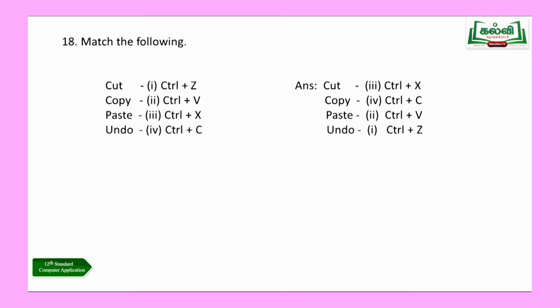Here you are given 4 options: cut, copy, paste and undo, and I have given the answers on the right hand side. For cut you use the shortcut Ctrl plus X, copy is Ctrl plus C, paste is Ctrl plus V, and undo is Ctrl plus Z. All these 4 options are universal in all the softwares. As I told you, Ctrl plus A, Ctrl plus P and all these are universally used in all the softwares for the same options.